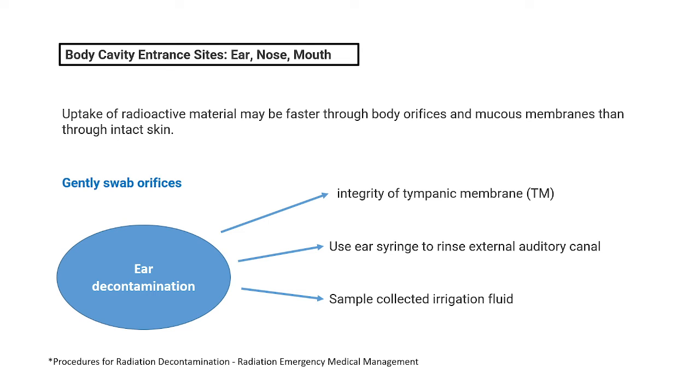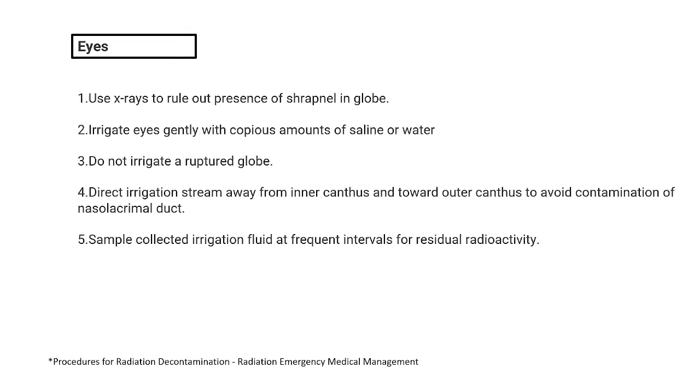Then moving on to ear decontamination. Before going for ear decontamination, always check the integrity of the tympanic membrane. If the tympanic membrane is intact, use a syringe to rinse the external auditory canal. And then the irrigated fluid should be collected and sent for detection of radioactivity. Then there is the mouth. The patient should be encouraged to do brushing and gargling frequent times, and this irrigated fluid should be collected and sent for this determination.